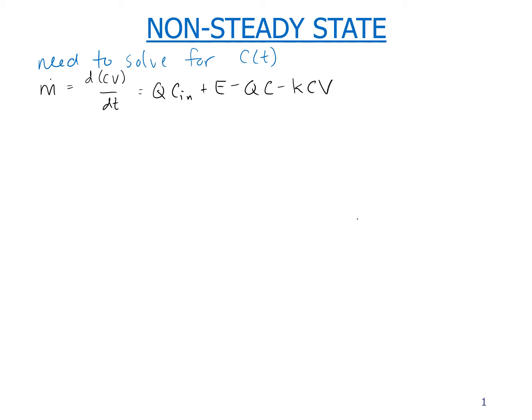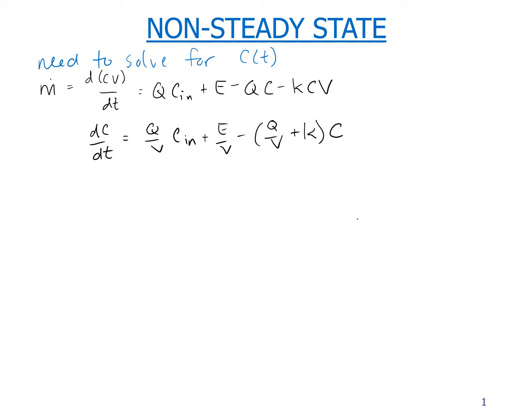Now I'm going to divide everything by V, and then I get dC/dt equals Q over V times C_in plus E over V minus, now I'm going to factor out the C here, (Q over V plus K) times C.